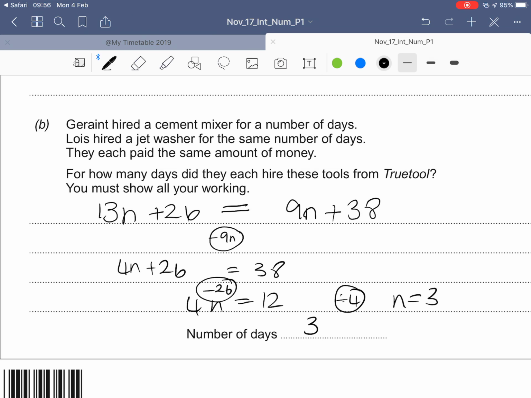13 times 3 plus 26 is the same as 9 times 3 plus 38.